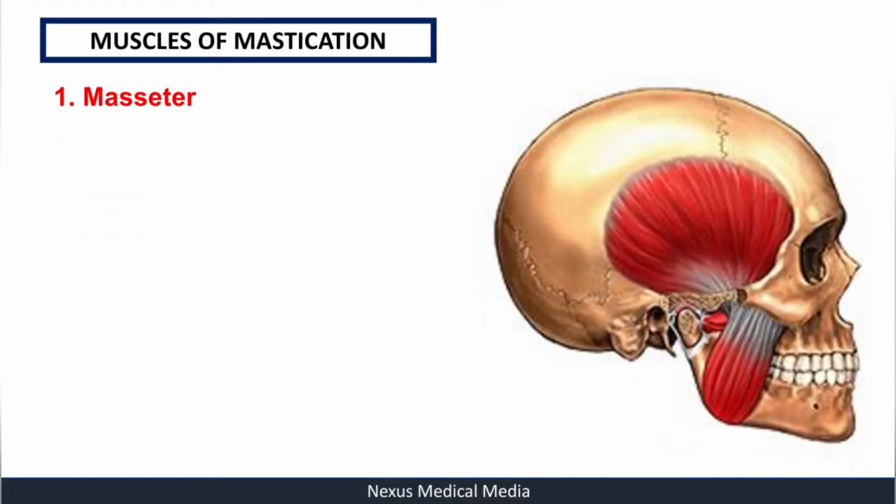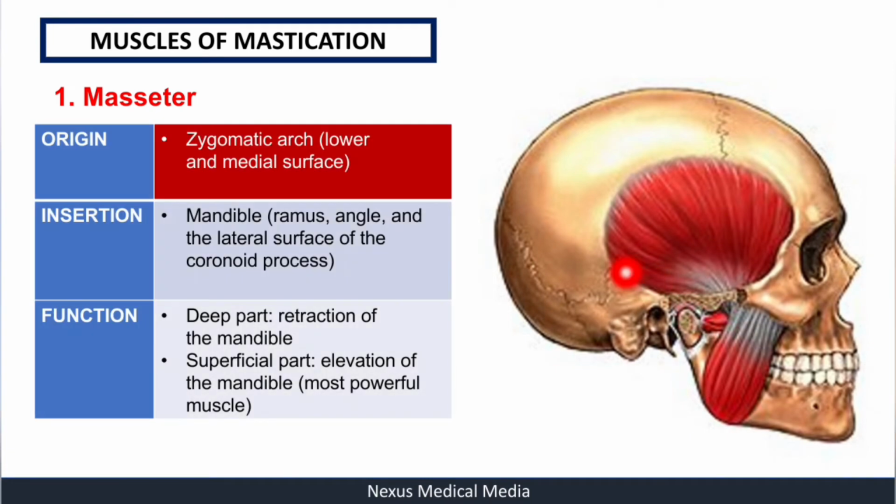Starting with the masseter. Here is the masseter. The origin of this muscle is the zygomatic arch, particularly the lower and medial surface. Insertion is the mandible, particularly the ramus, the angle, and the lateral surface of the coronoid process.